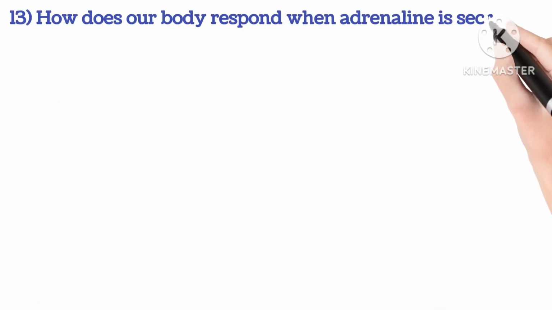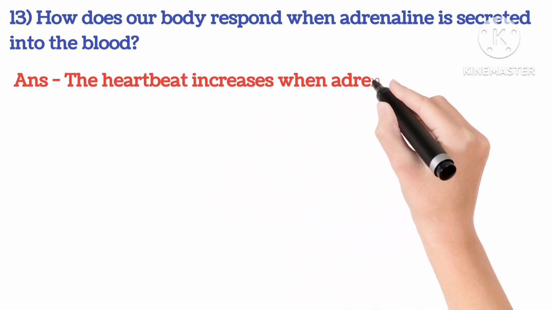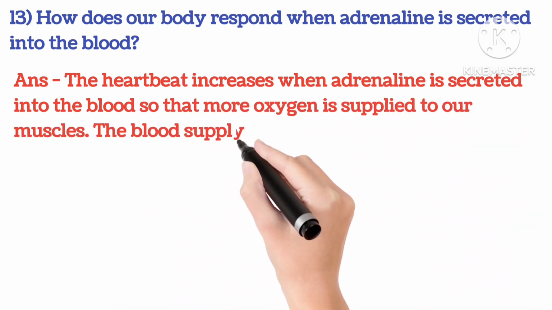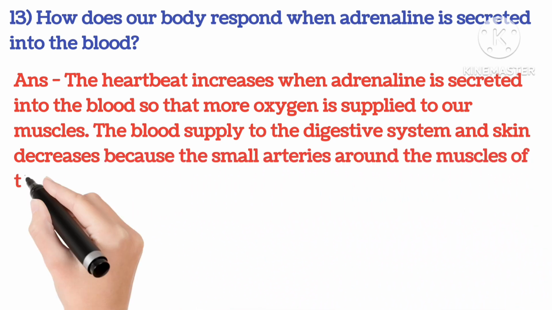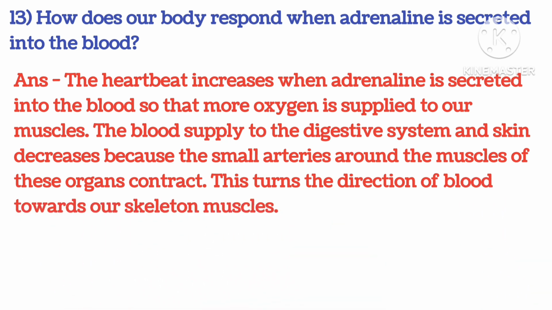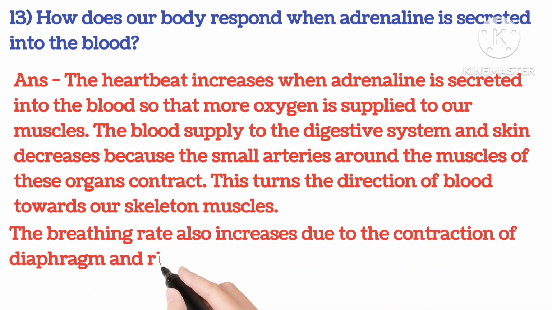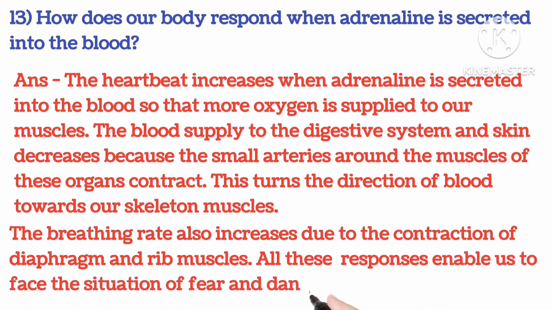13th, how does our body respond when adrenaline is secreted into the blood? So the heartbeat increases when adrenaline is secreted into the blood, so more oxygen is supplied to our muscles. The blood supply to the digestive system and skin decreases because small arteries around the muscles of these organs contract. Thus it turns the direction of blood towards the skeleton muscle, and breathing rate also increases due to the contraction of diaphragm and rib muscles. All these responses enable us to face the situation of fear and danger.